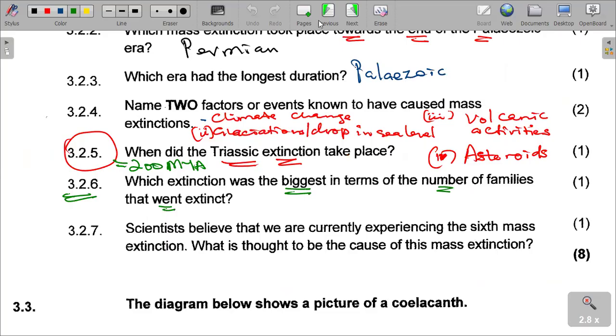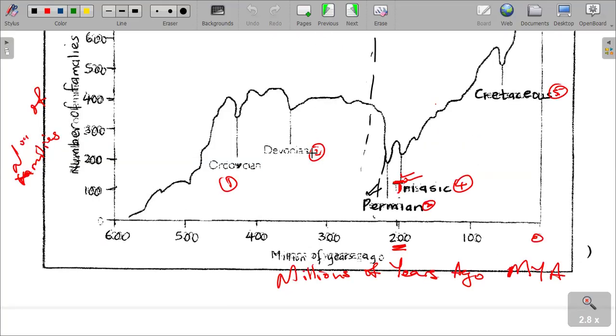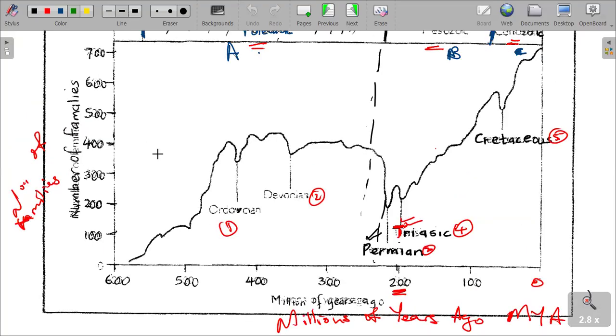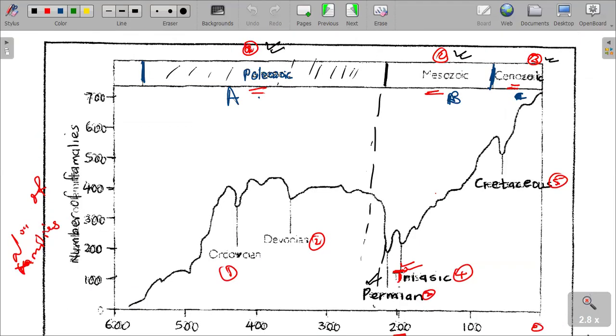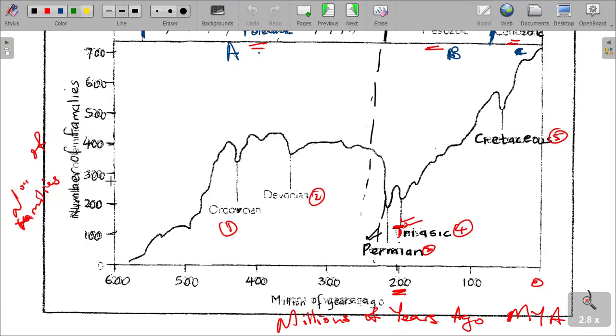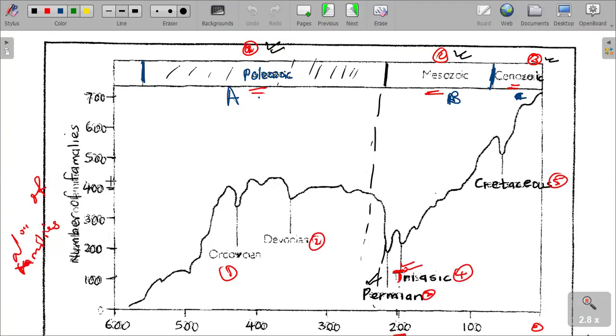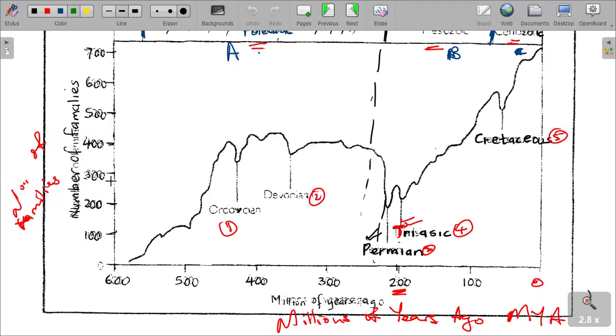So we look into the diagram in terms of the number of families which went extinct. As you look into that, the number of families that went extinct is shown here. So which one has got the highest number of families that went extinct? It is the 3.26. I'm just calculating it now.